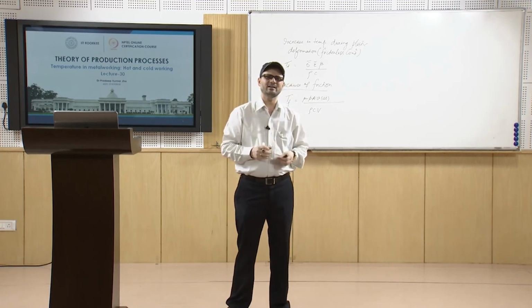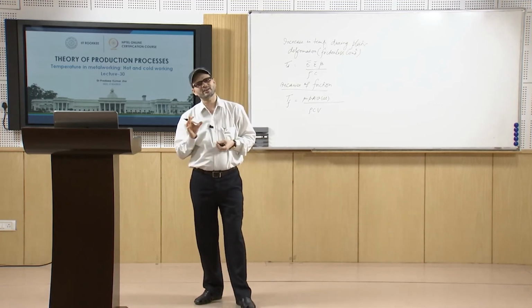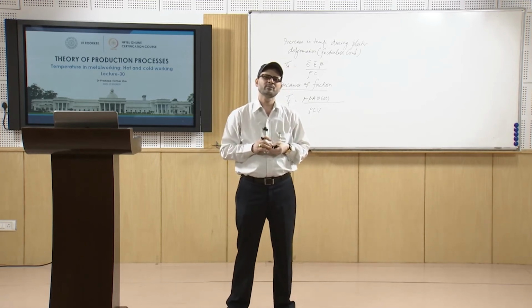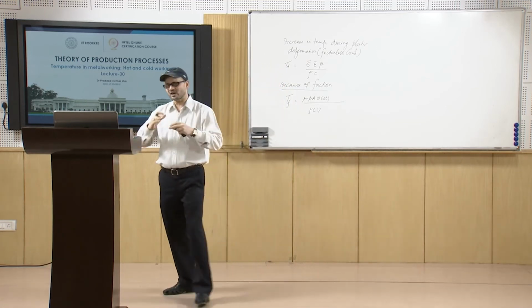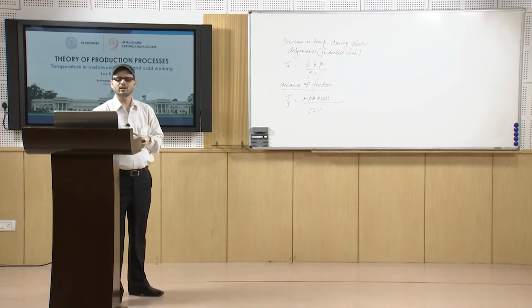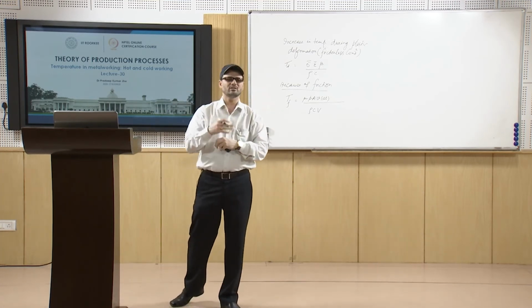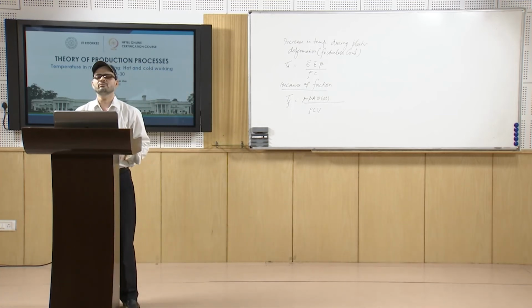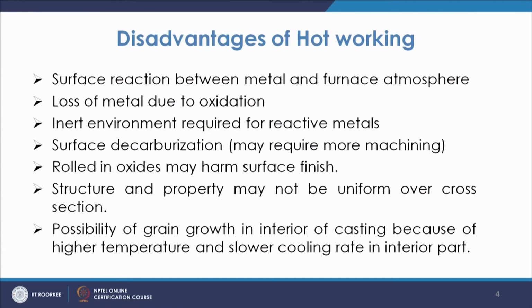Now, because of that, on the surface you will have larger heat transfer, and inside in the core portion you will have slower heat transfer. So, basically that leads to grain growth maybe inside. So, you will have a change in structure over the cross section of the whole product, which is metal worked. So, that is why you have the possibility of grain growth in the interior of the casting, because of higher temperature and slower cooling rate in the interior part.